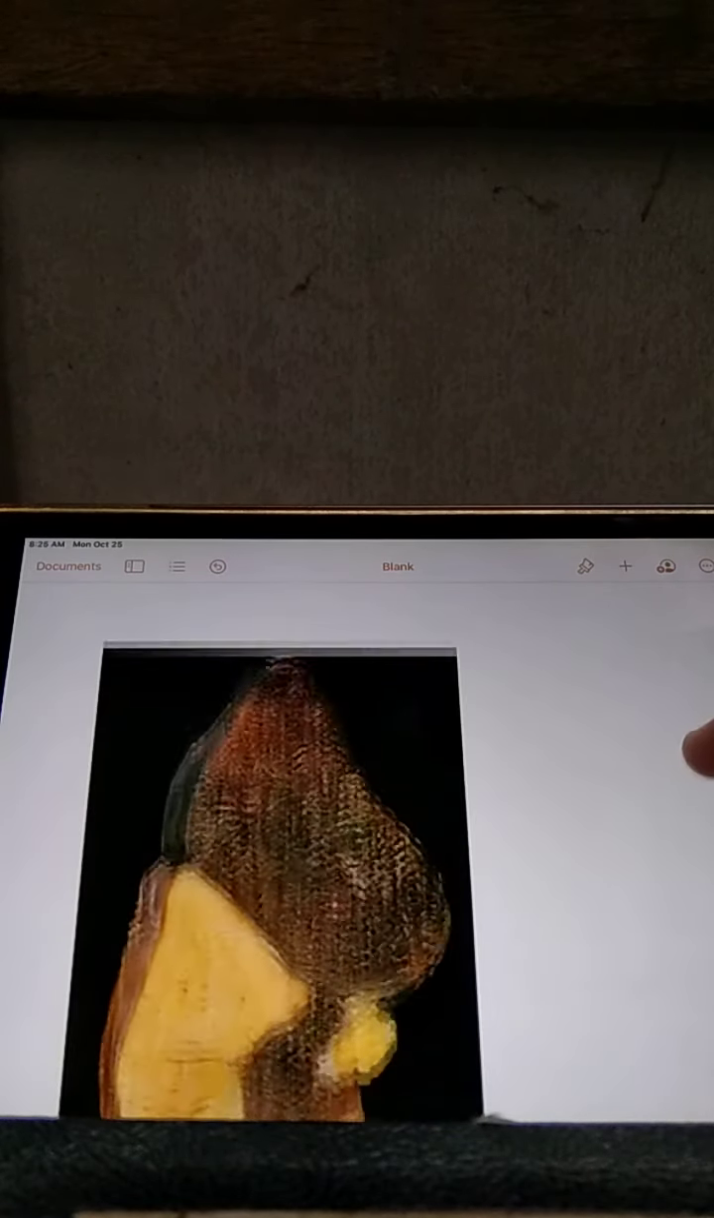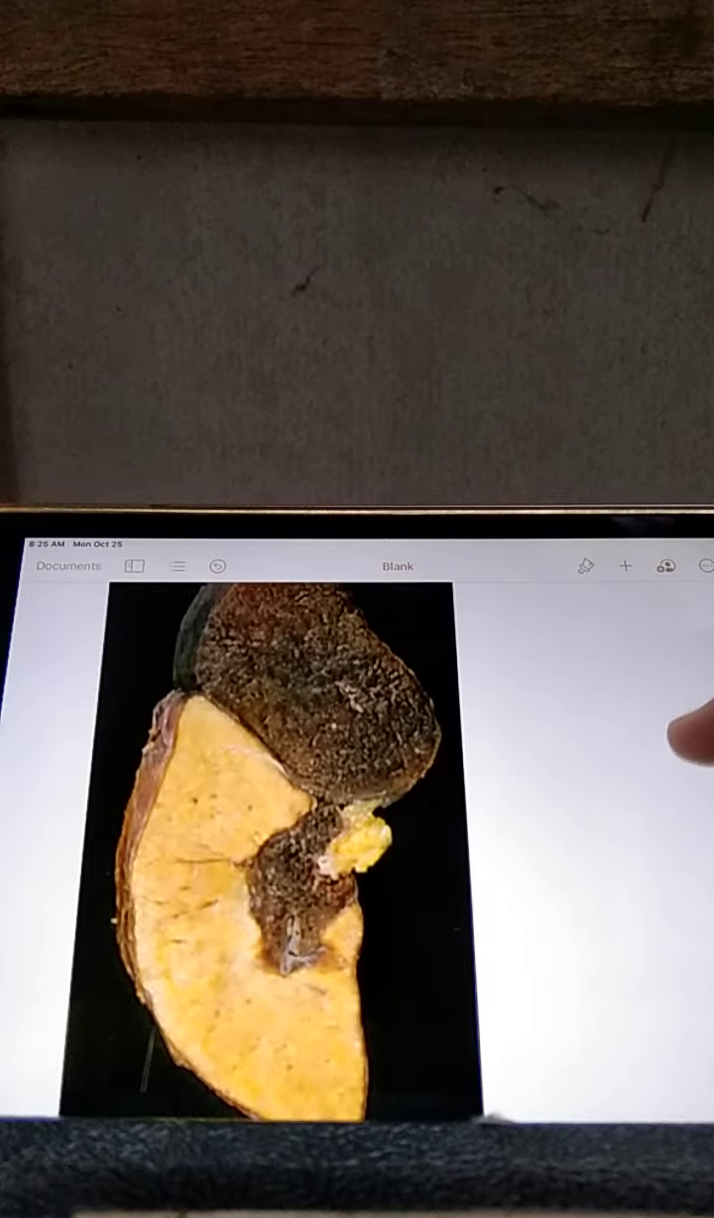So this is an example of a white infarct.